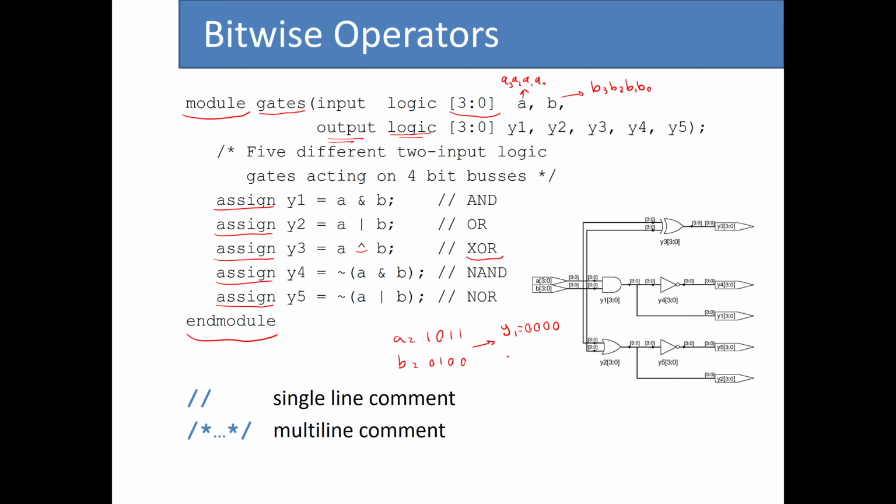Similarly, you can do it for y2 as well. Again, you calculate the bitwise operation between the bits of A and B. If I do that, y2 is going to be 1 1 1 1. y3 is the result of XORing. You remember XOR of 1 and 0 or 0 and 1 would be 1, right? So y3 is also 1 1 1 1. And then you can do the same for NAND and NOR as well.